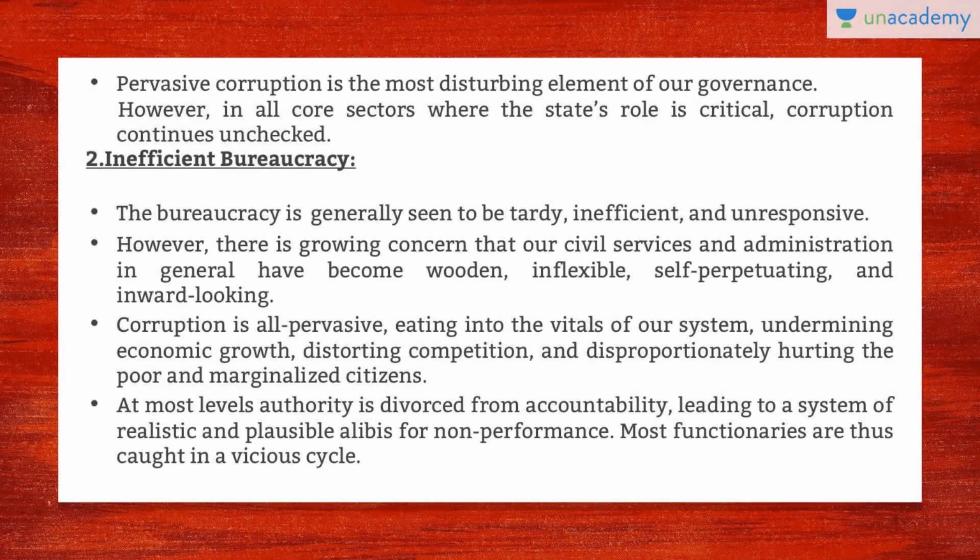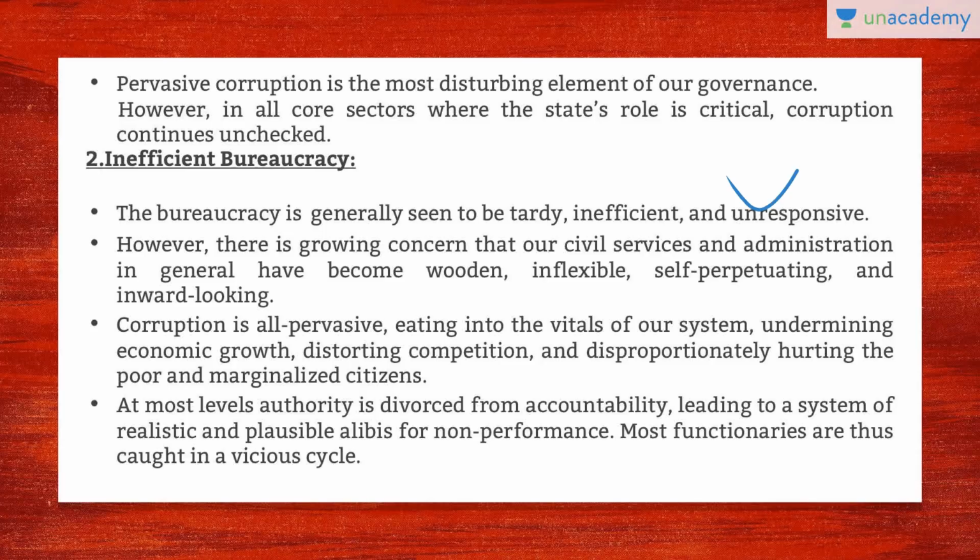And there is huge corruption, everybody knows about it. Pervasive corruption is the most disturbing element of our governance. In all the core sectors where the state's role is crucial, you will find that corruption is everywhere. And second is inefficient bureaucracy. In general, if you ask, the majority of people will say bureaucracy is tardy, inefficient and unresponsive.